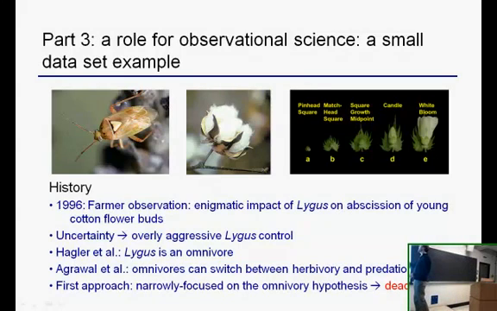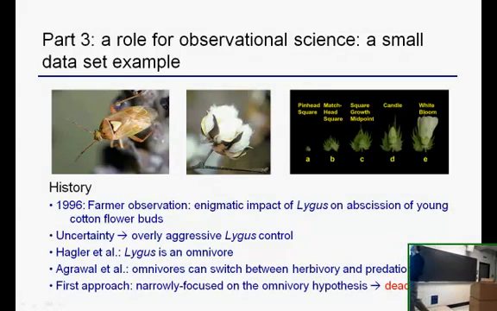What it feeds on, at least the part of its feeding that generates economic damage, is when it feeds not on the flowers, but on these little tiny flower buds. So the very earliest stages in the development of a flower bud. That happens to be a place where Lygus loves to feed.